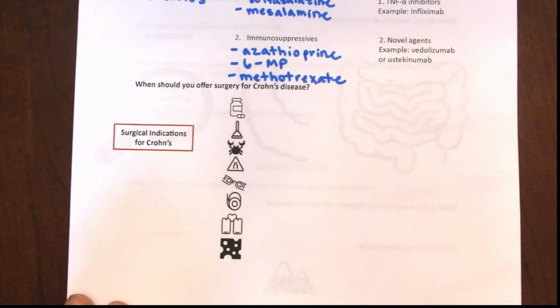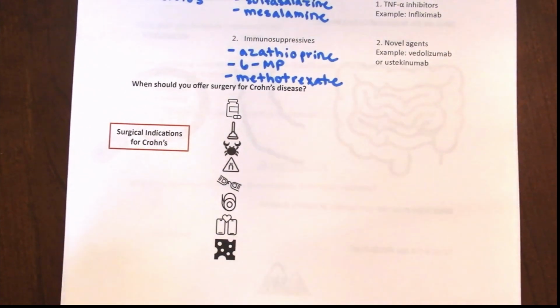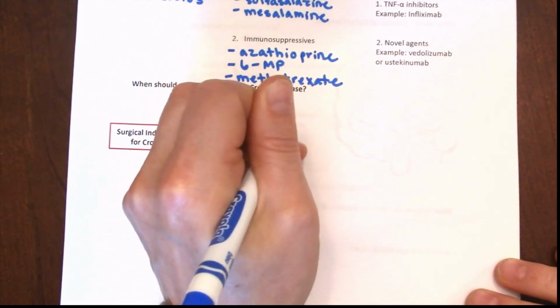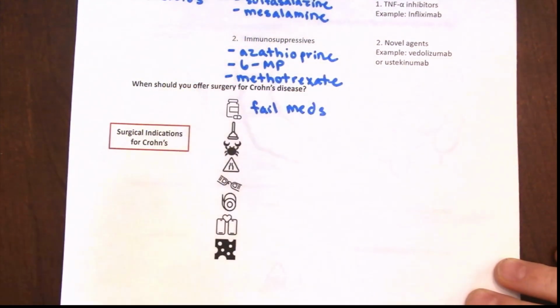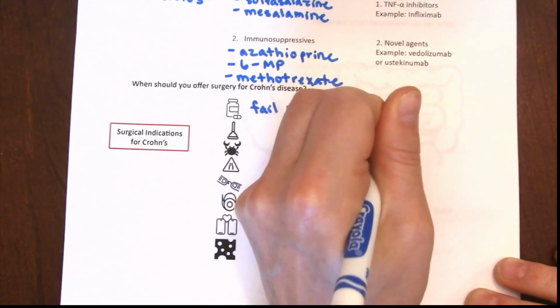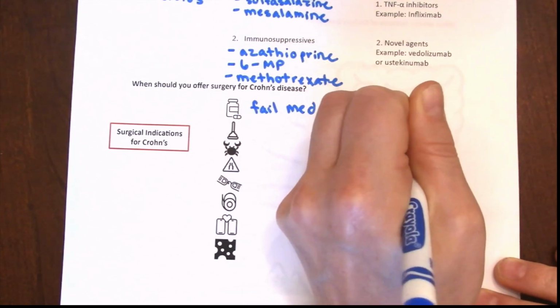And when should you offer surgery for Crohn's disease? There are a number of surgical indications for Crohn's disease. One is if medical therapy fails. That includes you're taking medicine and your symptoms don't get better, or you are on chronic steroid use, which is not sustainable or healthy for the patient.